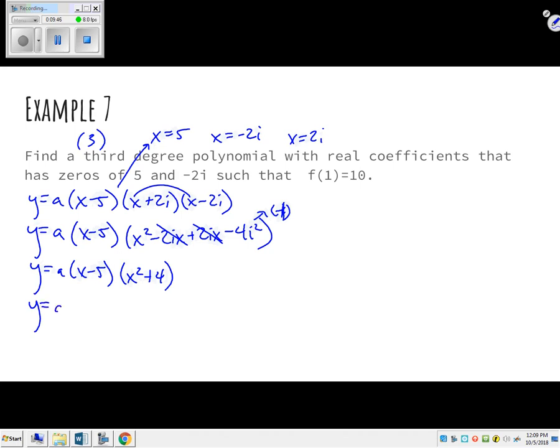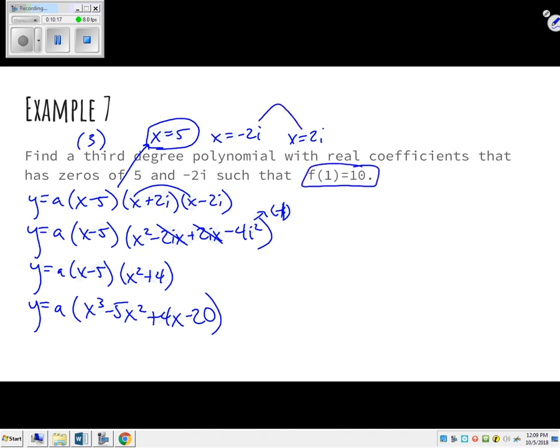Got just a little bit more foiling to do. So the x cubed minus 5x squared plus 4x minus 20, that function right there, it's in parentheses, has all the zeros I mentioned. However, they put some extra stipulations on it. They said, hey, we want to make sure that your function goes through the x-axis at -5, has these imaginary zeros, and goes through the point (1, 10). Has a function value at 1 of 10.